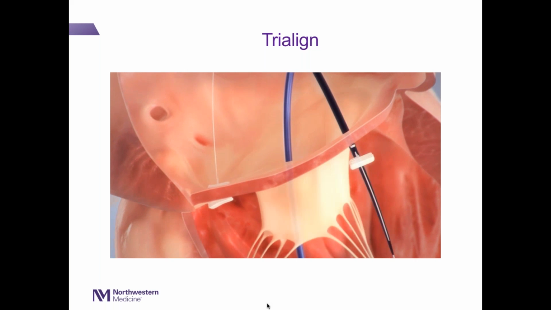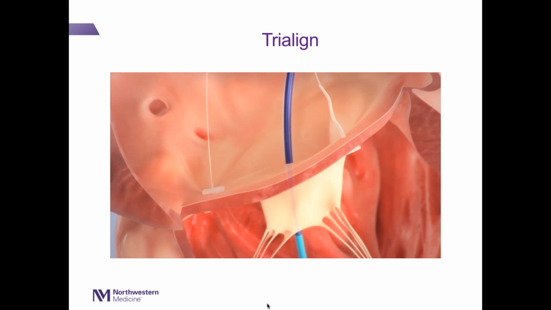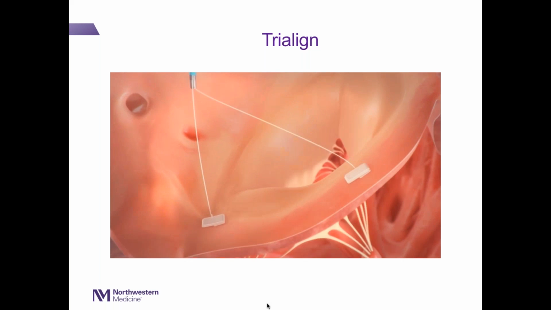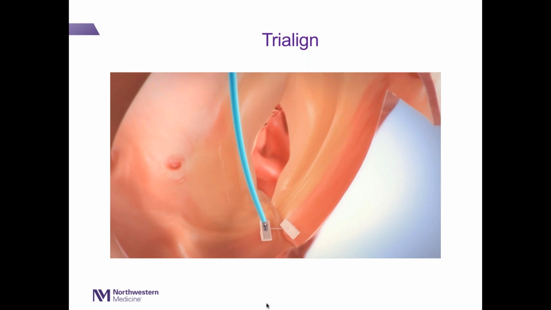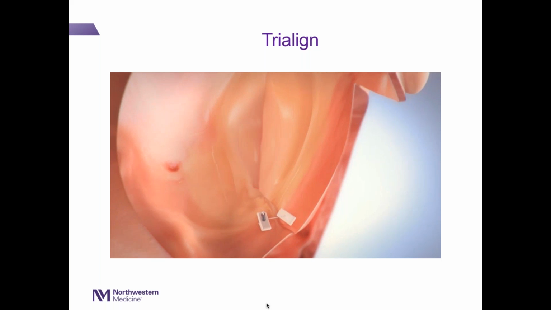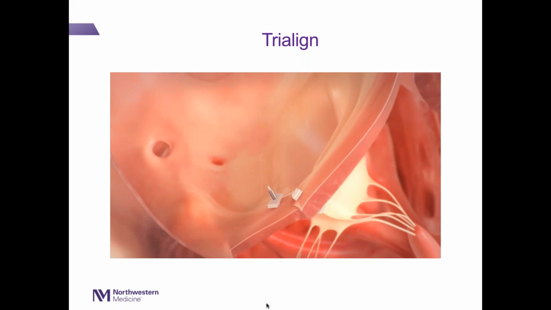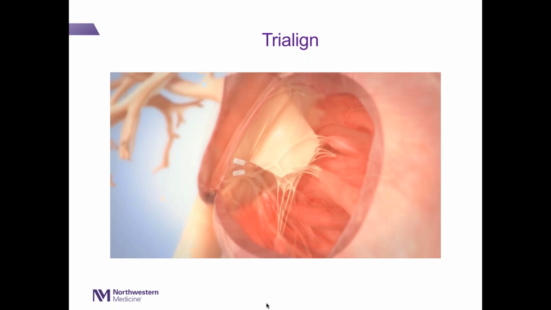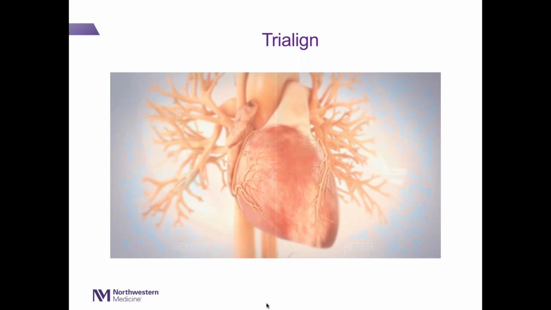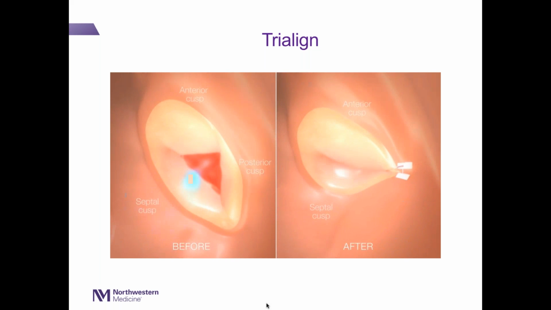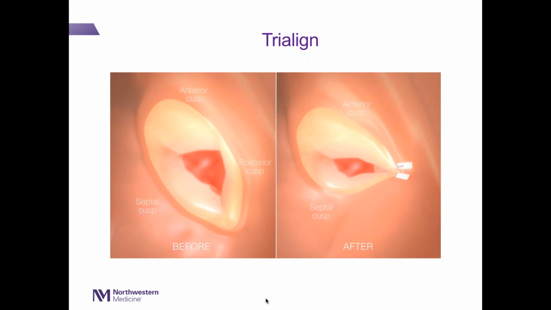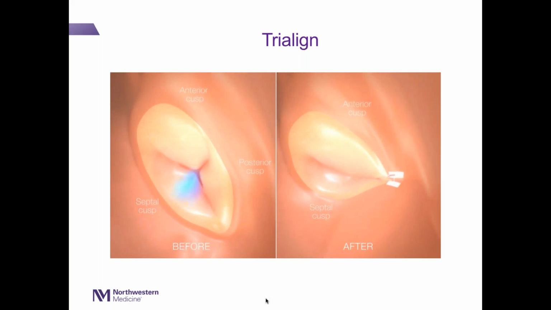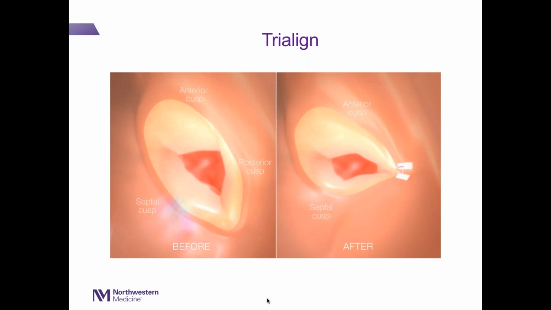Then a second pledget is placed into the anteroposterior annulus, again on both sides of the annulus. It's drawn together, pulled together, which we call plicating the pledgets, and then the suture is tied off with a staple and then removed from the body. And what you can see is what this has done is created a bicuspid valve from a tricuspid valve and improved the coaptation. And we can assess this at the time of the procedure.